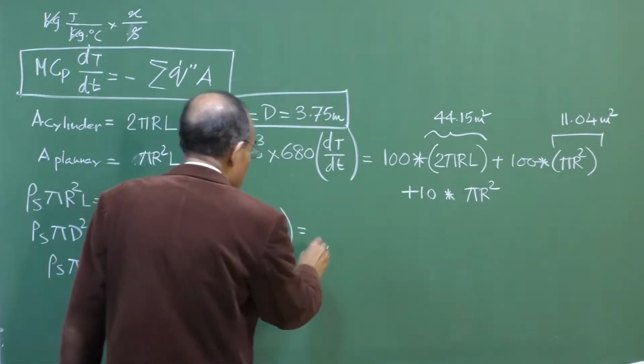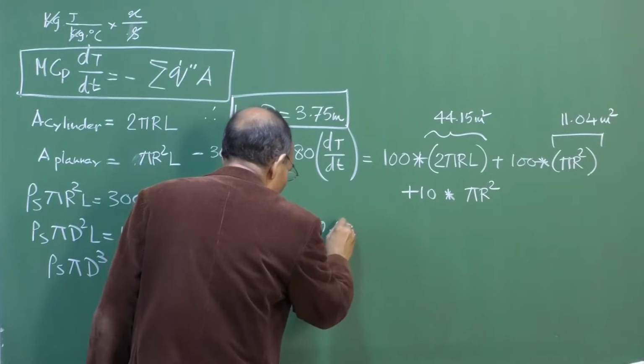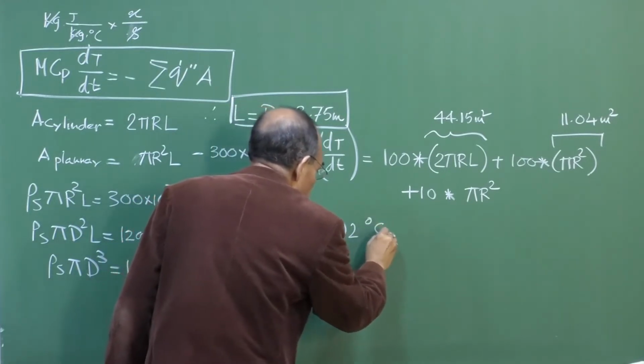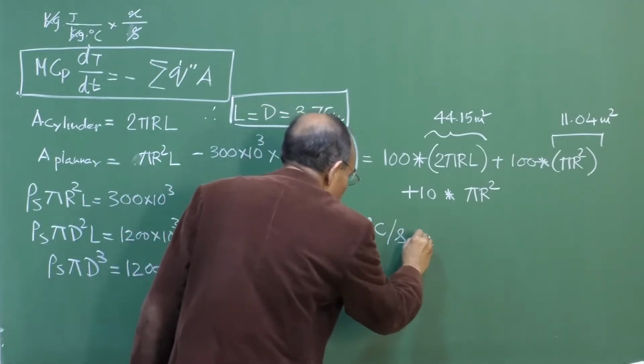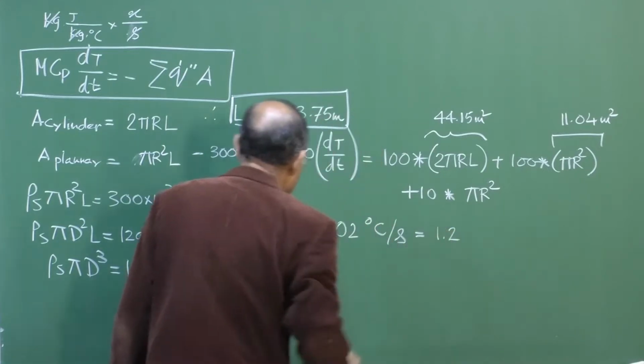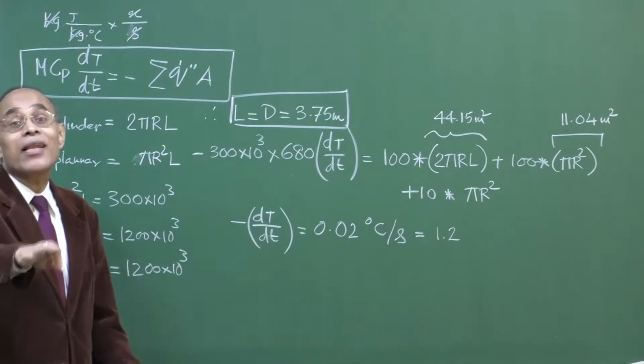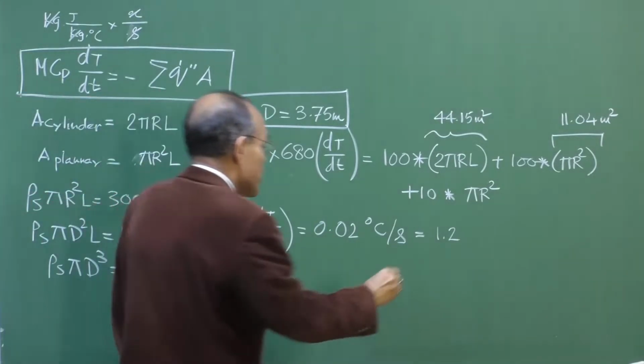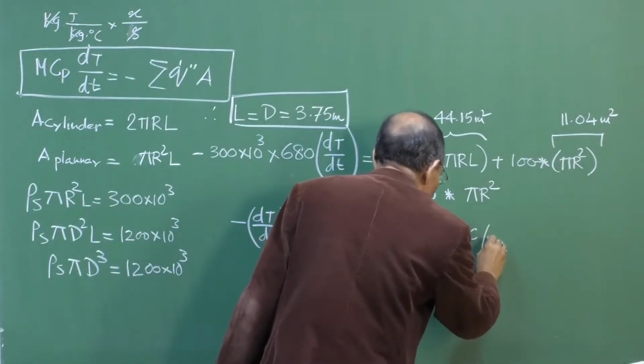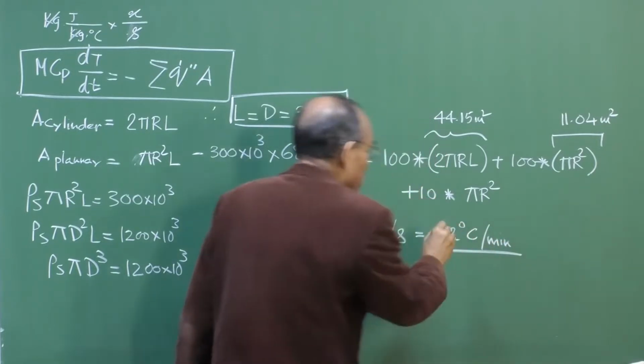So, if you substitute all these values, then you will be able to find out that in terms of SI unit, this is going to come out to be 0.02 degree centigrade per second, or is equal to 1.2 degrees. So, the negative sign tells us that the temperature is dropping at the rate of 1.2 degrees per minute from the ladle.